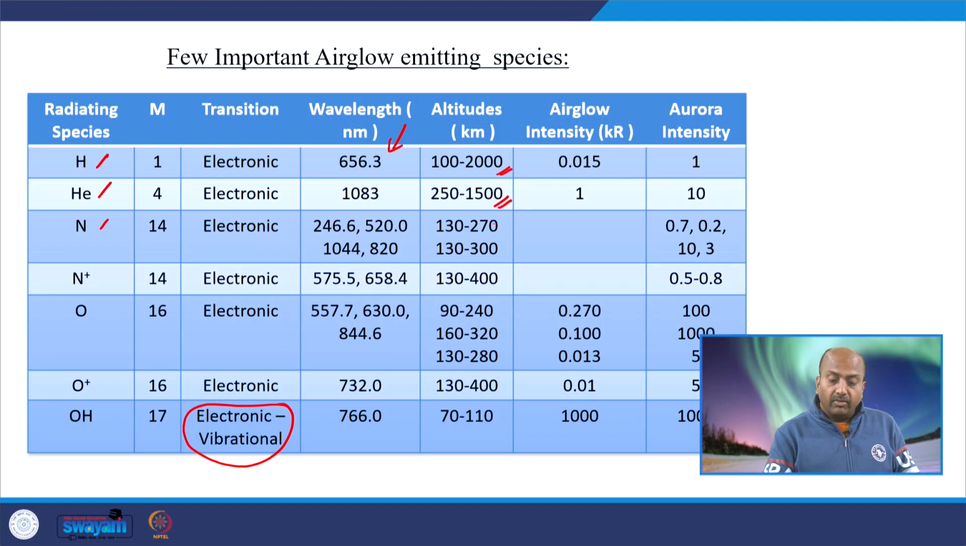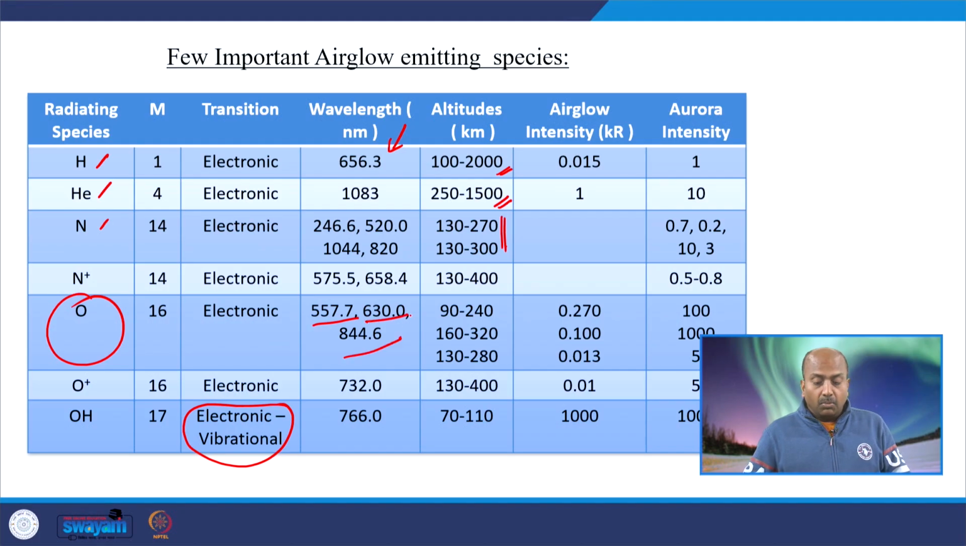Nitrogen can radiate between 130 to 300 kilometers, and if we look at the energy level diagram, we will be able to understand how many different transitions can lead towards the airglow. And N plus, of course, and most important is the oxygen emission, which is emitted at 557.7 nanometers, 630 nanometers, 844.6 nanometers. And these three emissions are the most readily observed airglow emissions.